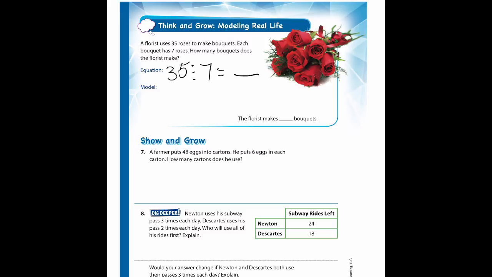So I'm going to put groups of 7. 1, 2, 3, 4, 5, 6, 7. Another group of 7, and another group of 7. Okay, wait. Oh, I did not count. 1, 2, 3, 4, 5, 6, 7, 8, 9, 10, up through 28, 29, 30, 31, 32, 33, 34, 35.